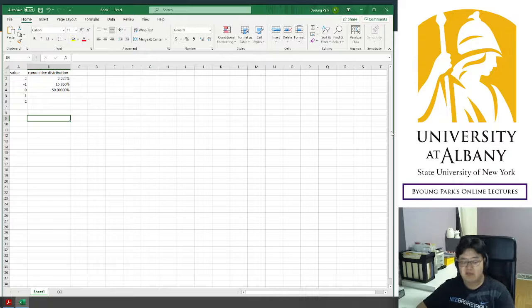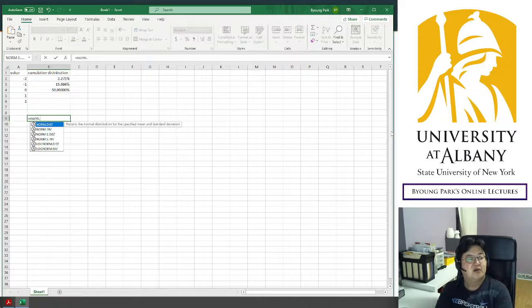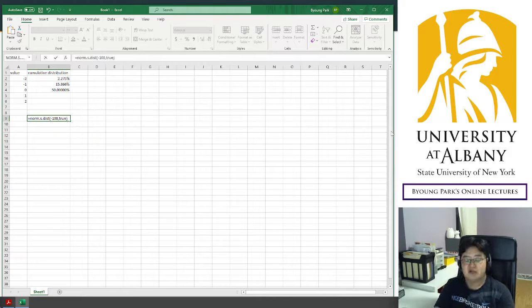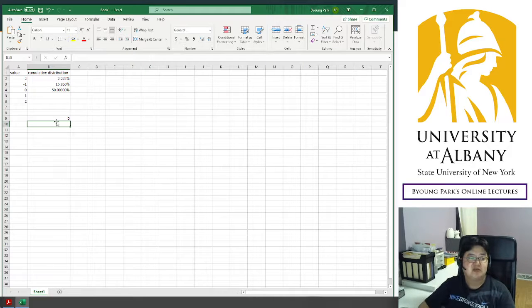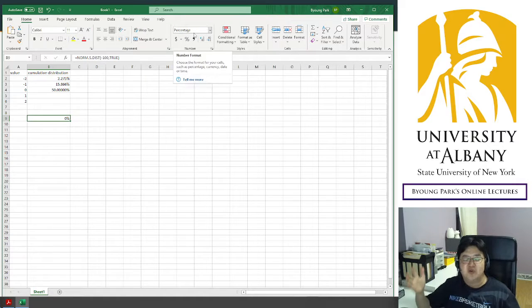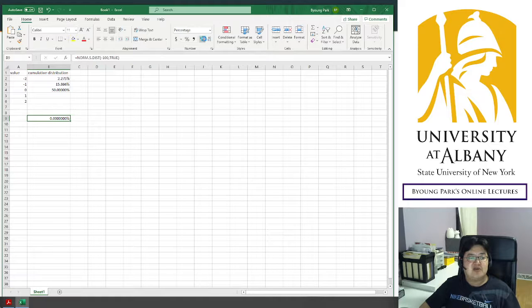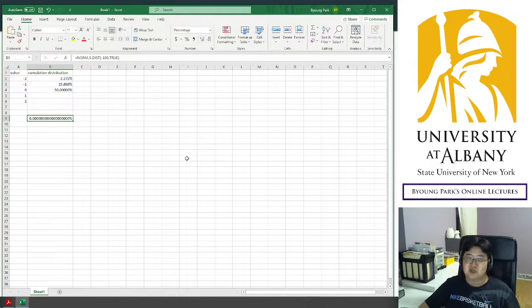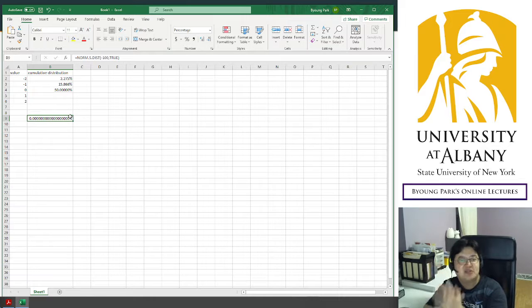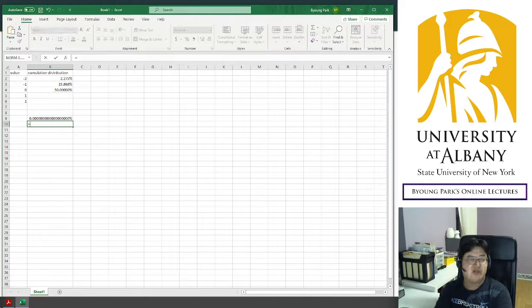So let's try a strange number, say minus 100. What do you expect? The probability smaller than minus 100 is 0. So minus 100 is a very, very small number on the scale of the normal distribution. So its probability is nearly 0%. If you put more zeros, then you may see non-zero, but it is approximately 0.